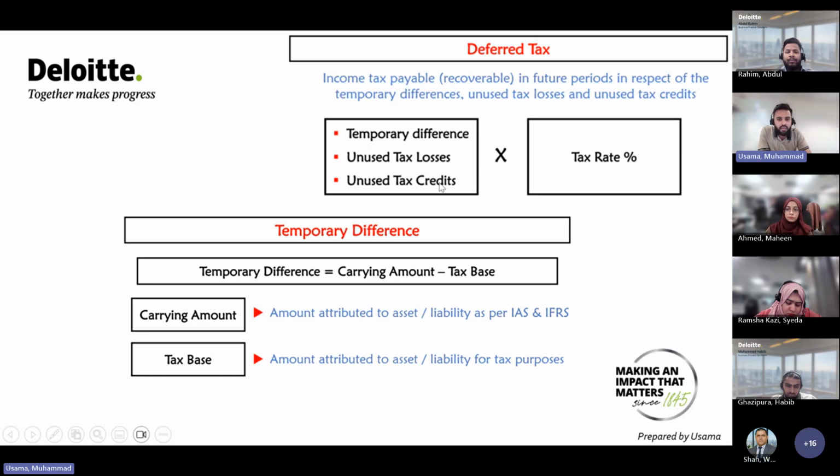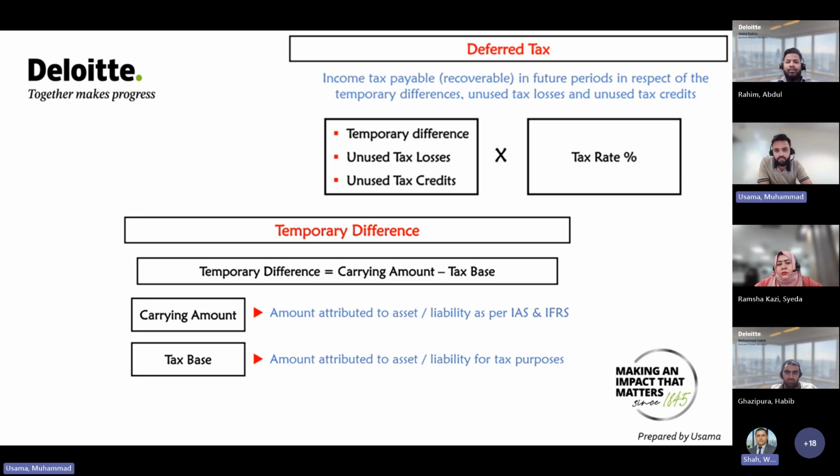And unused tax credits are also kind of benefits which we get from our tax authorities. So if we have any kind of tax benefits, tax credits allowed by the tax authorities, we can also compute them as deferred tax. So it is a term basically used for the deferred tax calculation. Yeah, tax losses are the losses which are accepted by the tax authorities, not the accounting losses. Yeah, okay, that's fine.